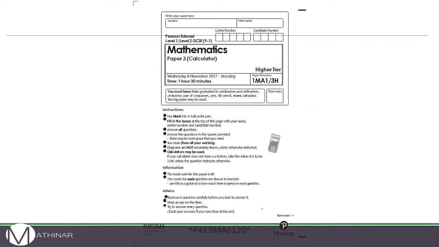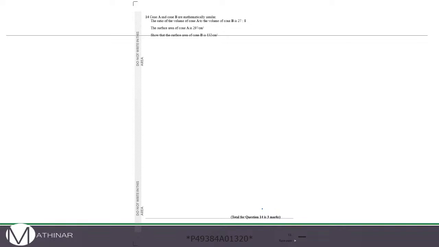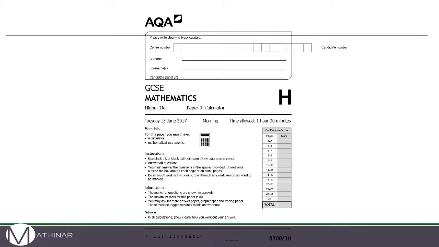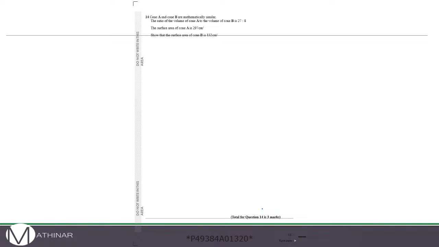Okay, next we're going to have a look at the November paper 3 from 2017, and we are looking at question number 14 on this one. And we're looking at multiple now. Then we're going to go on to some AQA ones after that.